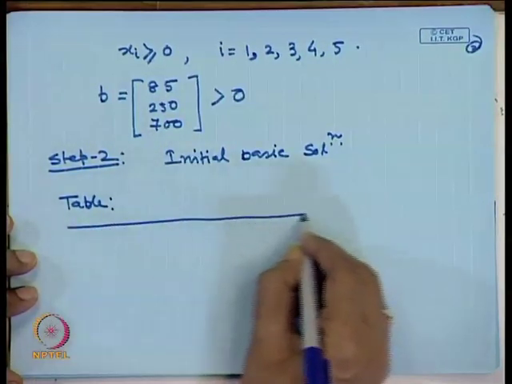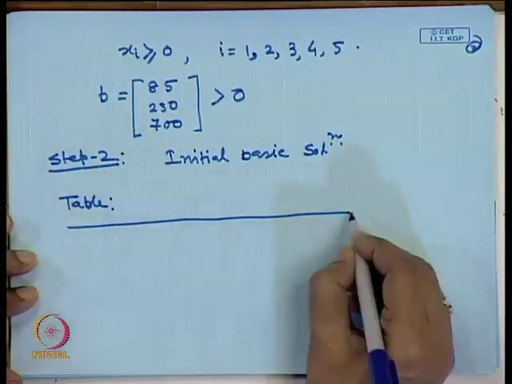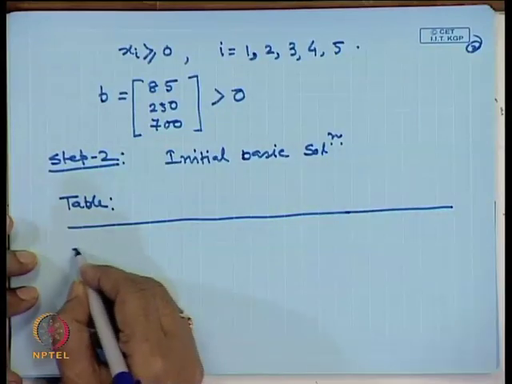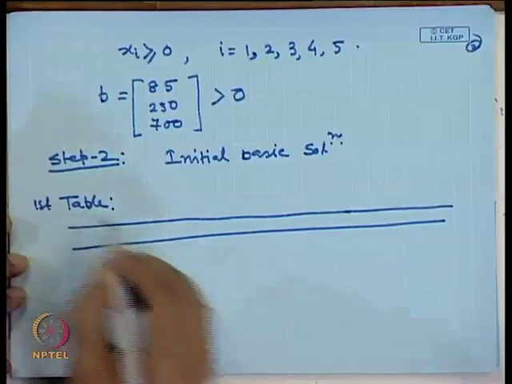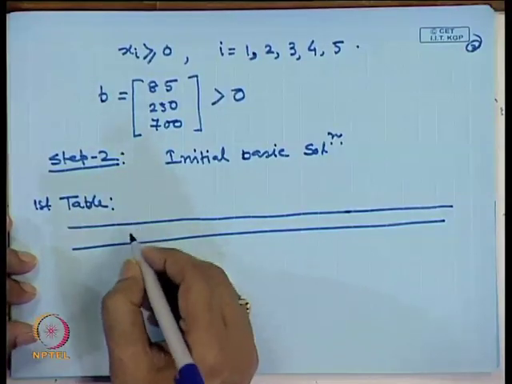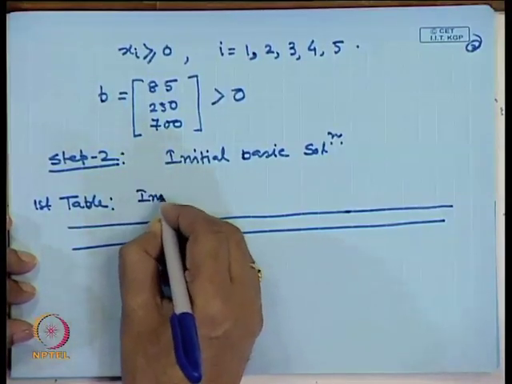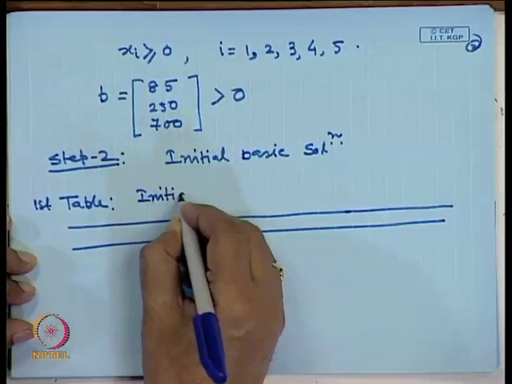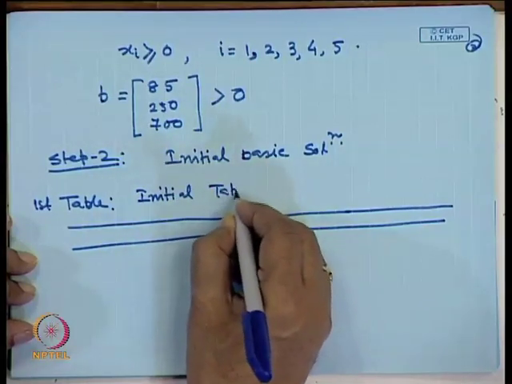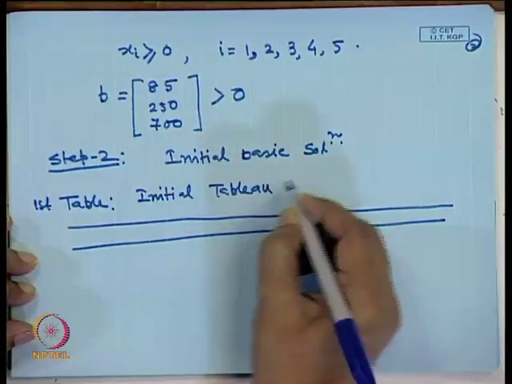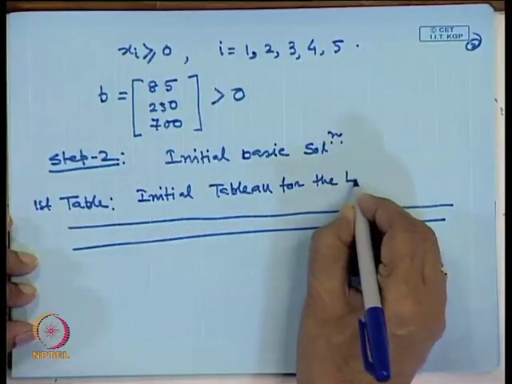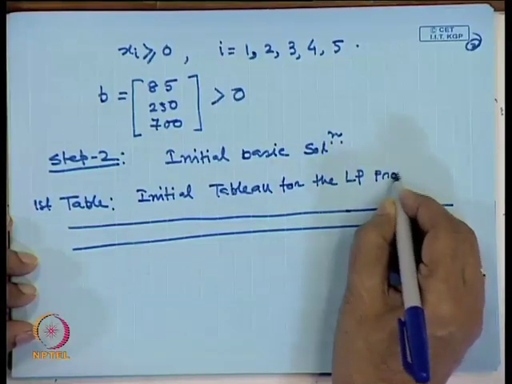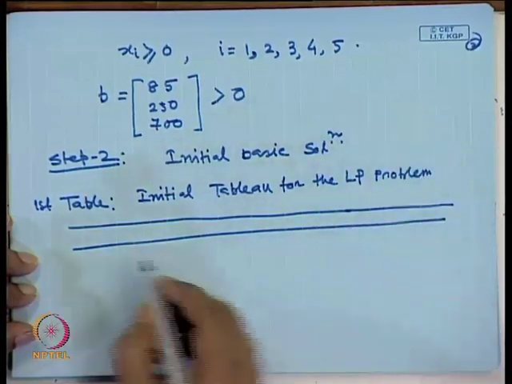So, you can write it in the first table, agree? Initial table U for the LP problem.